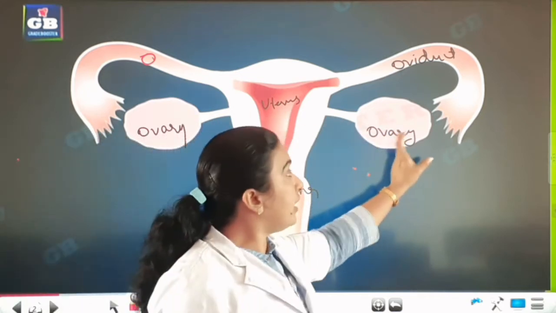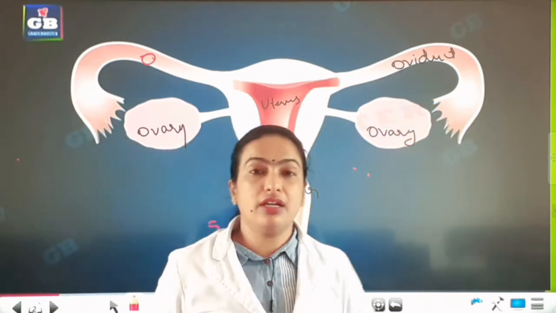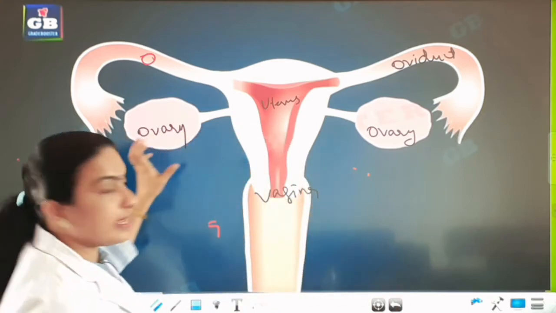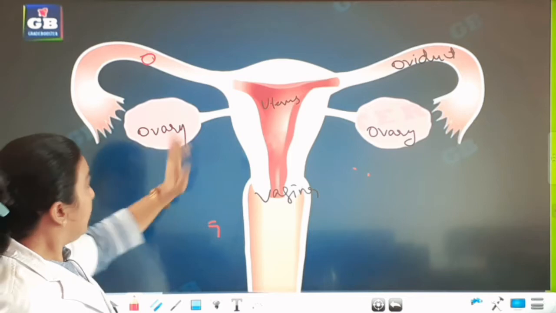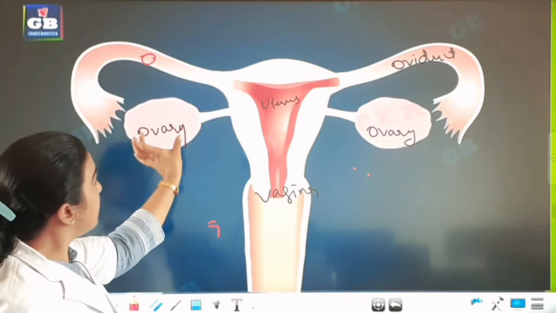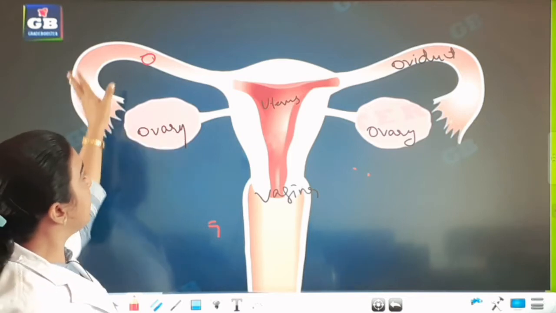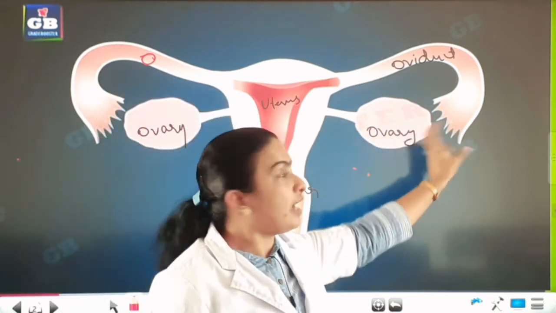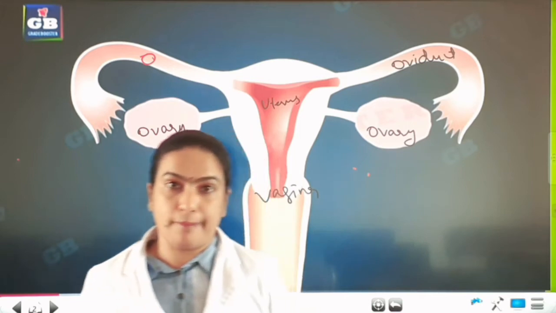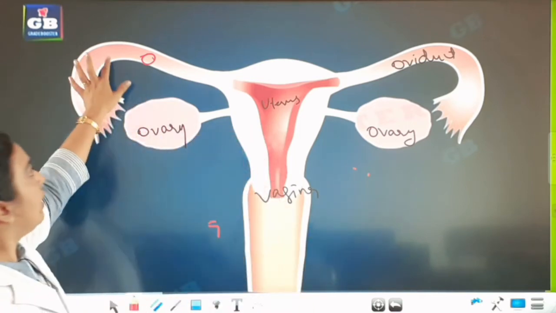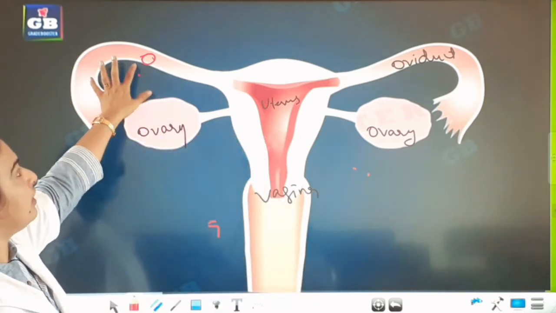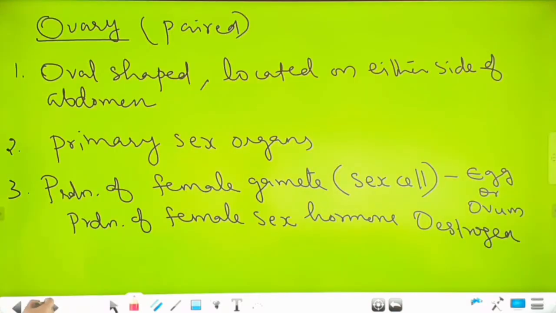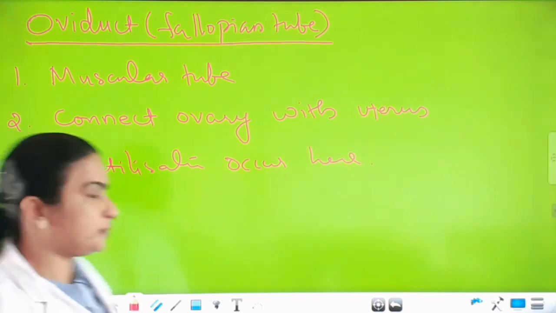If this ovary is releasing the ovum, actually the ovaries release an ovum once in a month. If the left side ovary is releasing the ovum, the next month the right side ovary releases the ovum. Okay, so here the fertilization occurs in the fallopian tube or oviduct. So that is the next point.